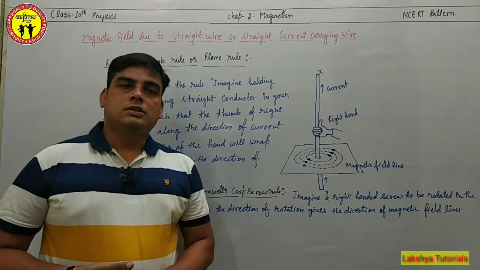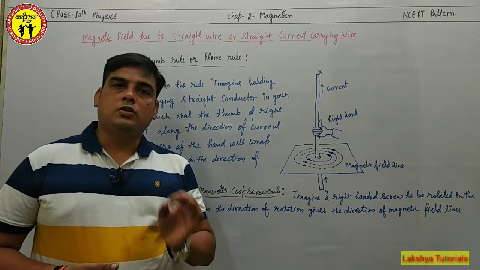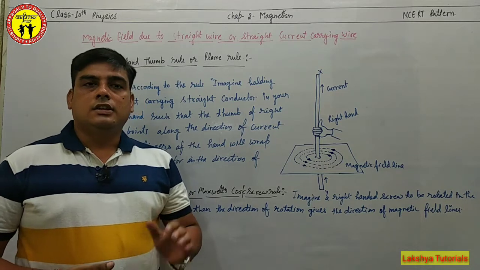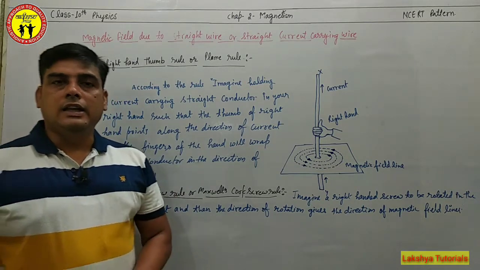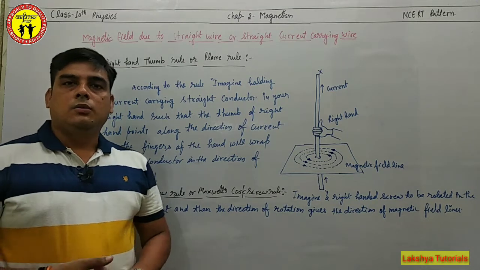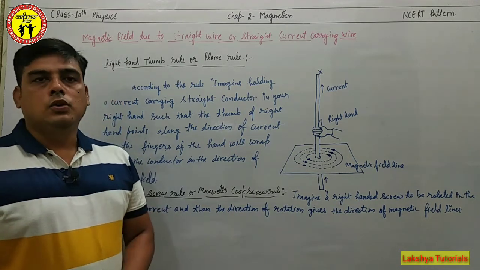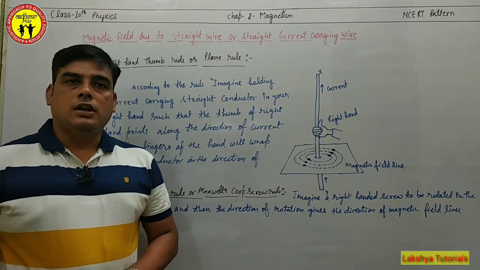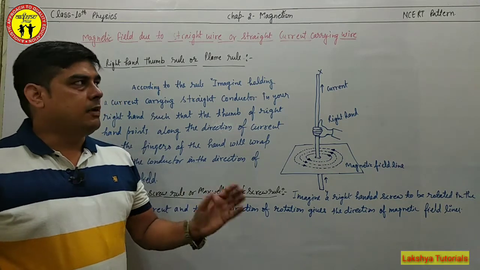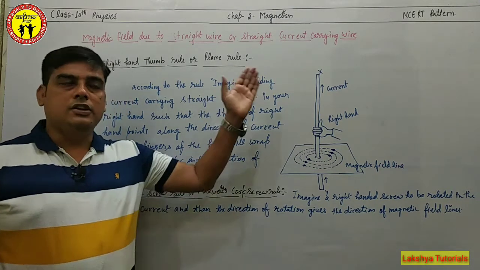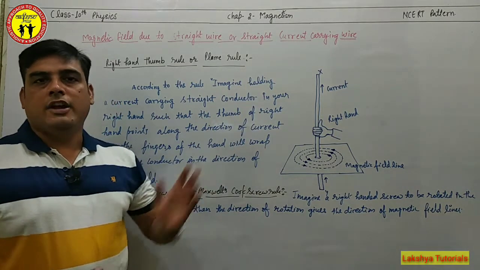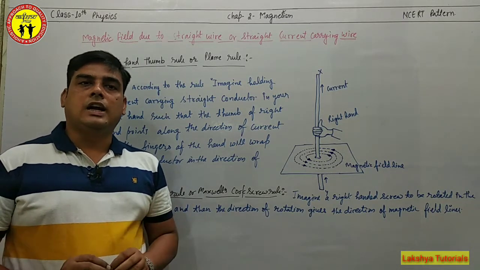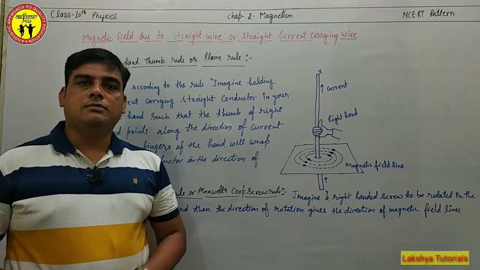This concept, that moving charge produces magnetism, was given by Ørsted. I will provide the link of that video in which we studied why, how, and in which manner moving charge produces the magnetic field. I will provide the link in the I button. That way you can see the video which proves that moving charge produces magnetism around it.